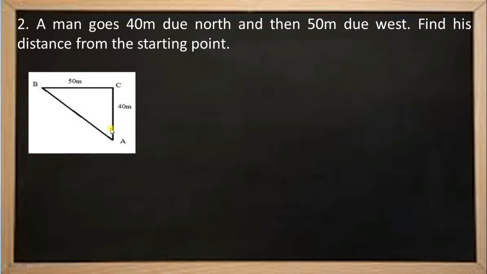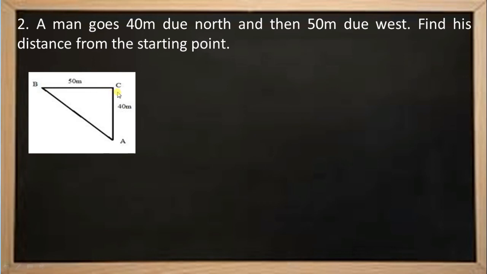So let me repeat this, children. A man starts his journey from the point A and he moved towards north, that is marked as AC, 40 meter in the diagram. From the point C, he moved towards west and reached the point B. That distance is 50 meter. So the man started his journey from point A and now he is at point B. The question is, find his distance from the starting point. Now we need to calculate the distance from point A to point B.